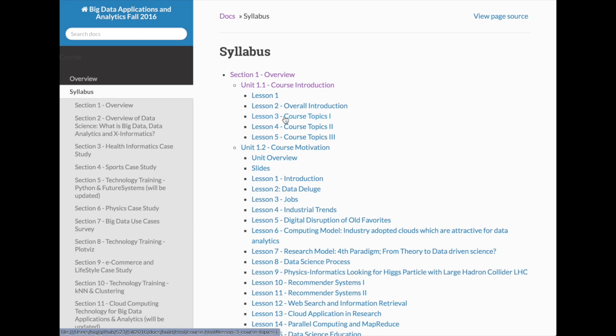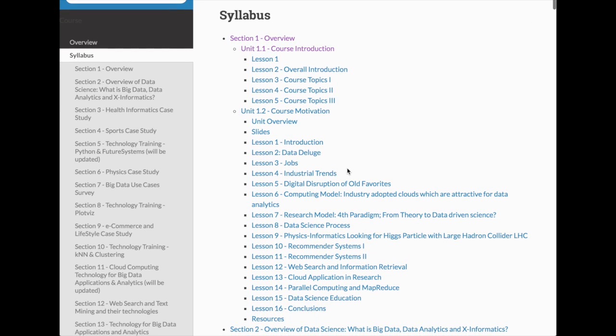The course is structured as follows. We have sections, units, and lessons. The sections are larger components, units are smaller components within the sections, and lessons are very small components, up to 15 minutes in principal length. You can go through these lessons either weekly or even ahead of time and can listen to the lectures in order to obtain some information.